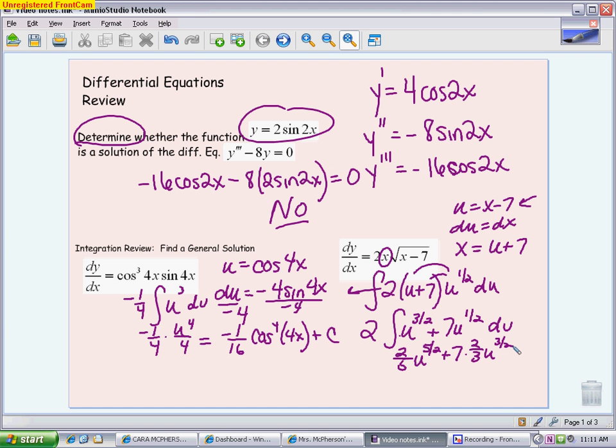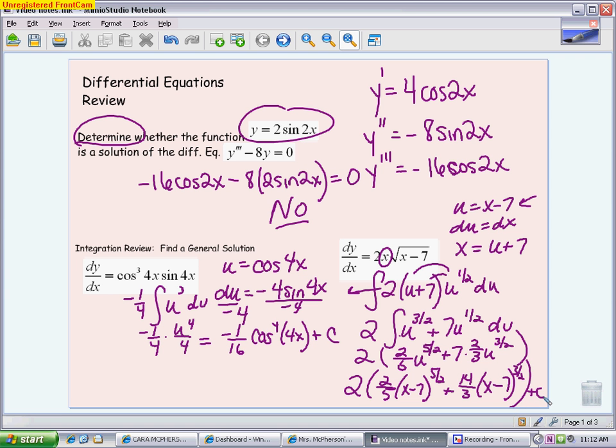You still have this 2 out front, and you can choose whether you want to keep it out front or distribute it through. It does not matter to me. A lot of times students don't like to mess with the distributing because you don't want to accidentally make a mistake. So I'm just going to leave the 2 out front, but the one thing I am going to do is I got to put what u is back in. So u was x minus 7, so I'm going to have an x minus 7 to the 5/2 power plus 7 times 2/3 is 14/3 times x minus 7 to the 3/2 power plus c.